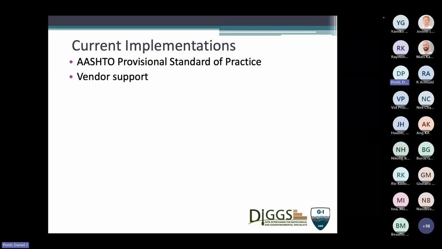In terms of current implementations, one of the things that happened with our 2.5 release in 2020 was that an organization in the US called AASHTO, the American Association of State Highway and Transportation Officials, a big standards body in the US involving highway and road construction, made DIGS a provisional standard of practice for the dissemination of geotechnical data. So that's piqued some interest from vendors and departments of transportation in terms of how best to move into a more standardized digital interchange of data.